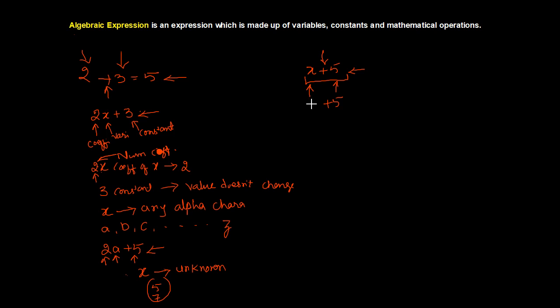So let's say x is 1. Then the sum is going to become 6. If I say x is 10, the sum is going to be 15. So the value of x varies. Remember exactly, variable means it varies. The value of x varies or changes according to the value given by us.